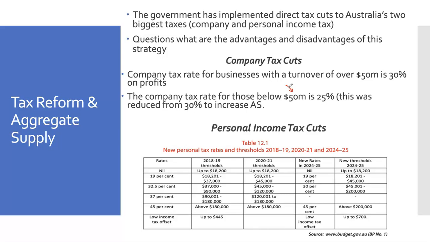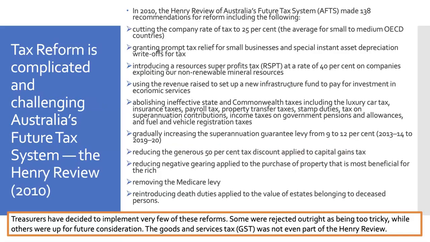So if a business is paying less tax, they will be able to spend more money on investments and on hiring, and this will increase aggregate supply. Personal income tax cuts are also going to be coming into phase, where pretty much everyone across Australia will be paying less tax, and it is thought that will hopefully increase aggregate demand, but also help with aggregate supply.